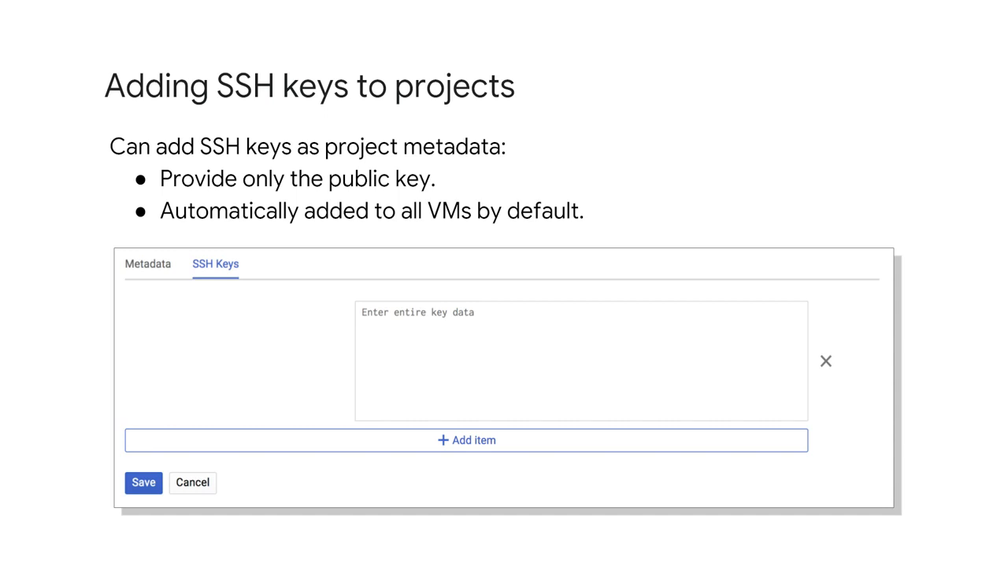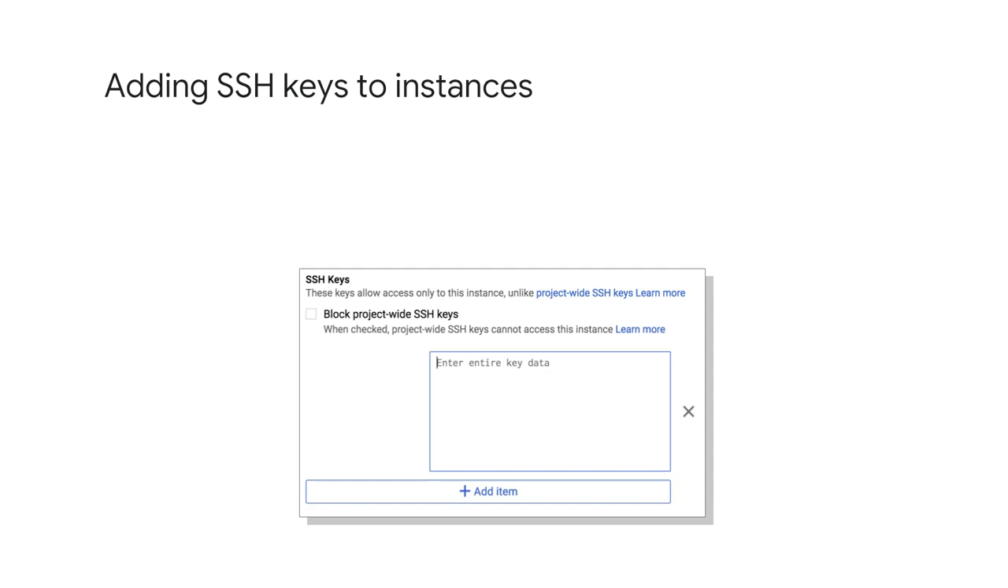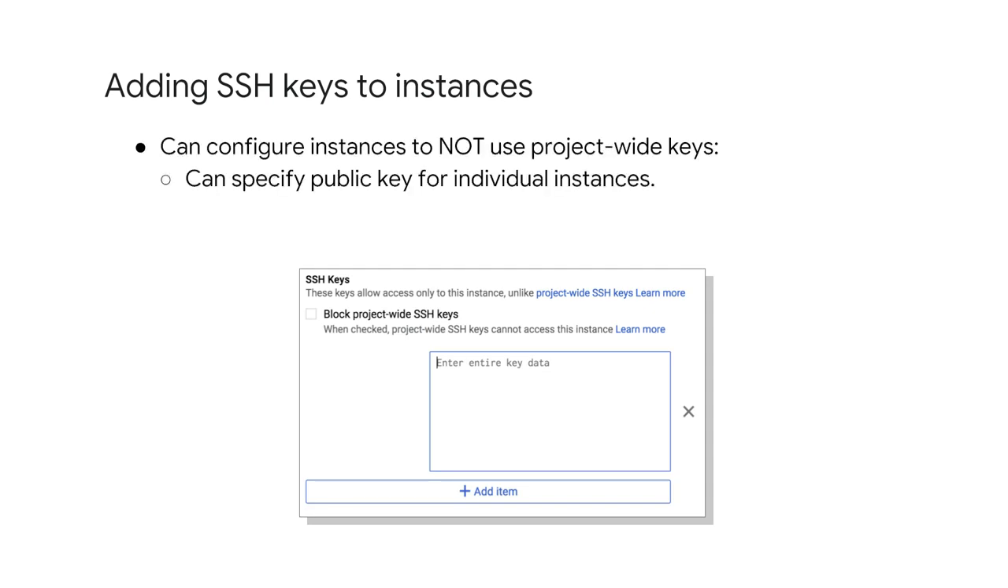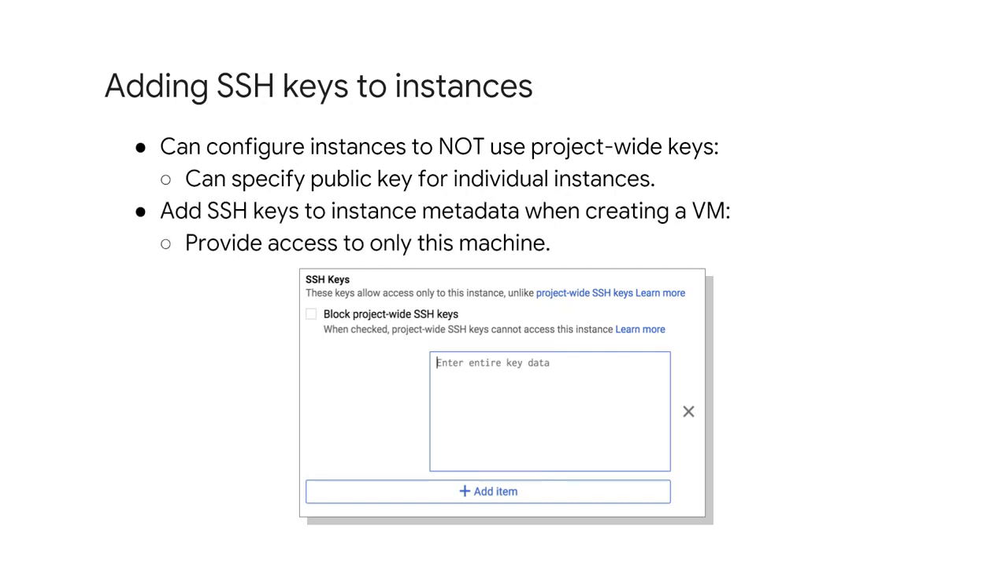Note, by default, all keys added to the project metadata are available to all VMs in your project. However, if you do not want your keys to be available to all VMs in the project, you can configure individual VMs to not use project-wide keys. When launching a VM, the block project-wide SSH keys option can be selected to enable this restriction. SSH keys can also be added to instance-specific metadata and will only be available to that instance.